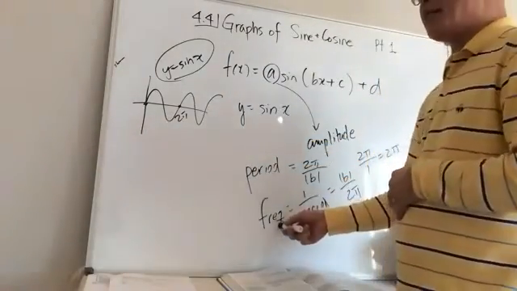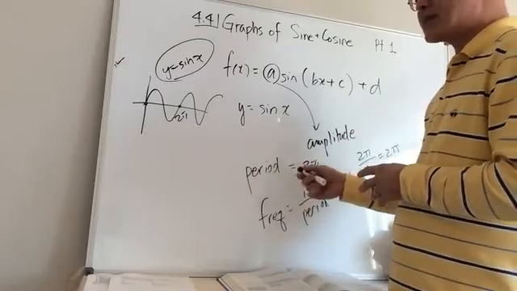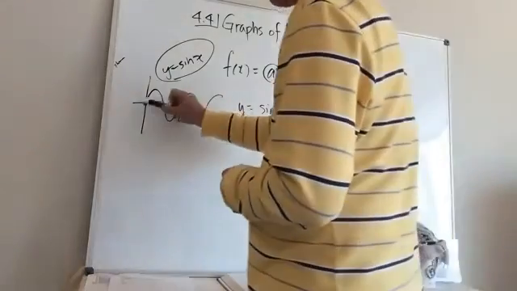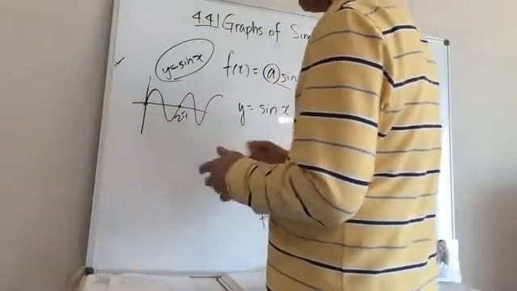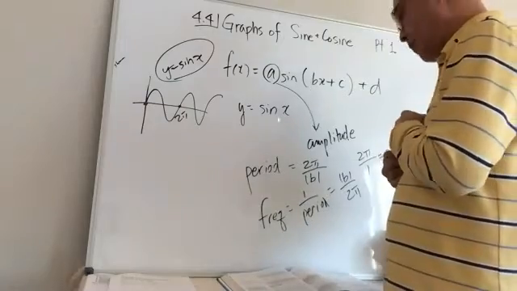Frequency is the amount of cycles. This is one cycle, right? The amount of cycles that can be seen in one time period. Okay.